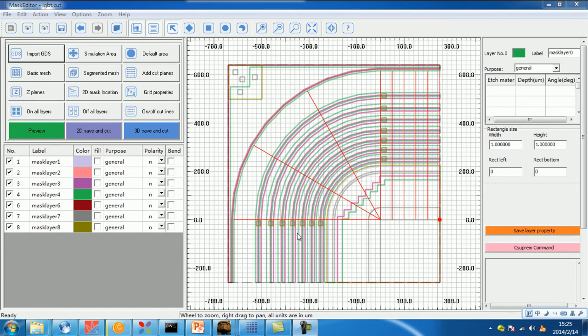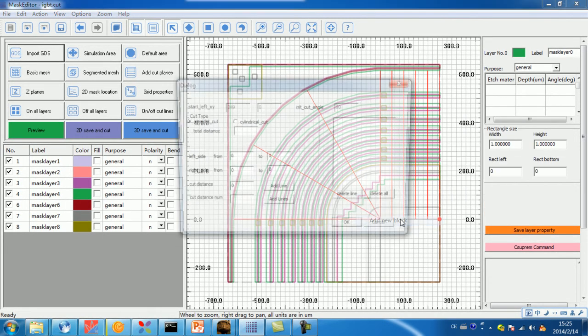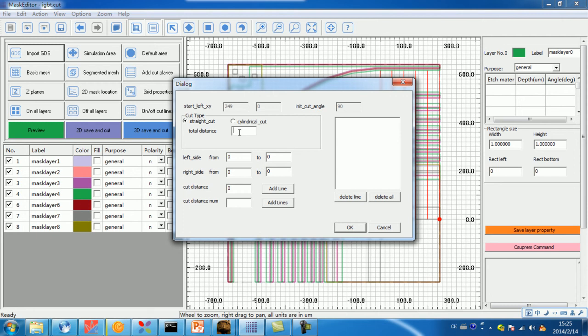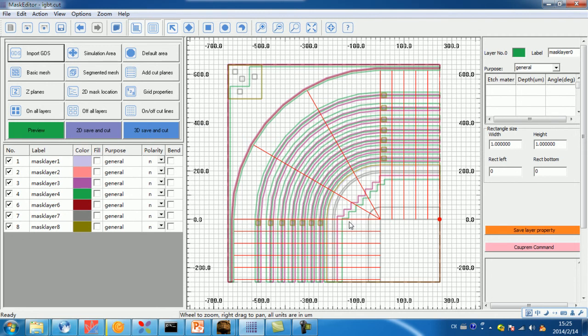For the last block, we use straight cut to define cut lines. Total distance is 249 microns. Left side from is 0, left side to is 0. Right side from is 615. Right side to is 615. Its cut distance number is 6. 6 cut lines will be generated on this block, including the starting line and the finishing line. So we have finished definition of cut lines for this structure.